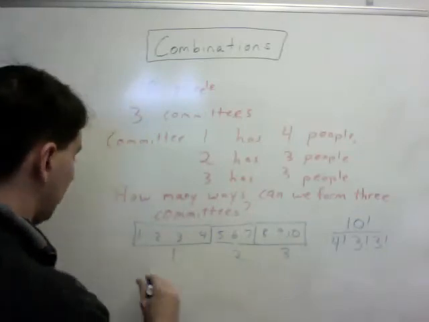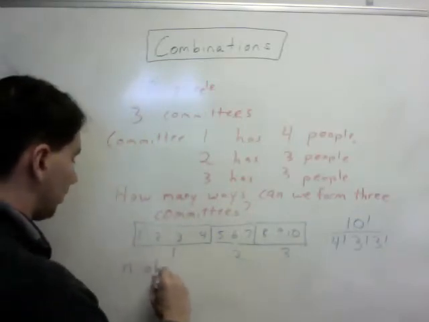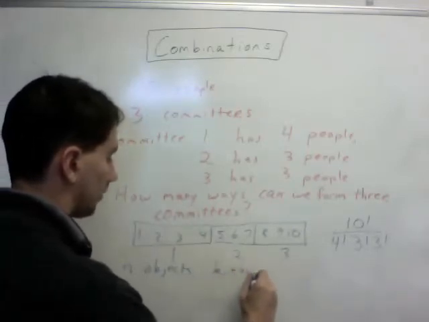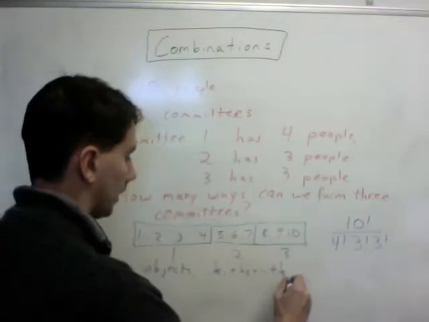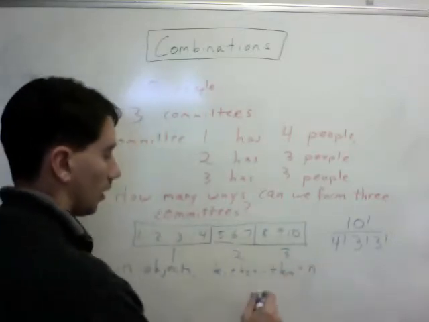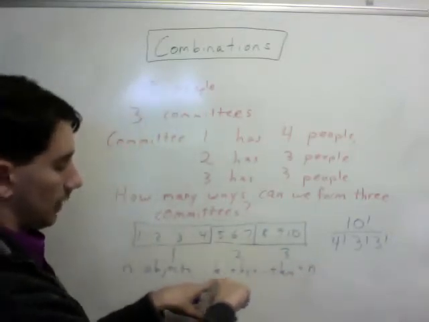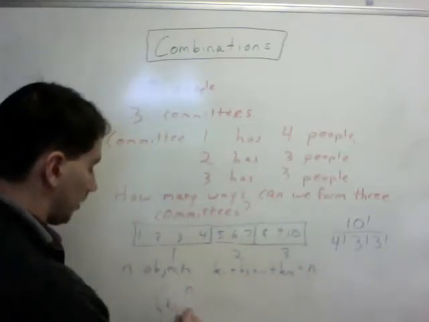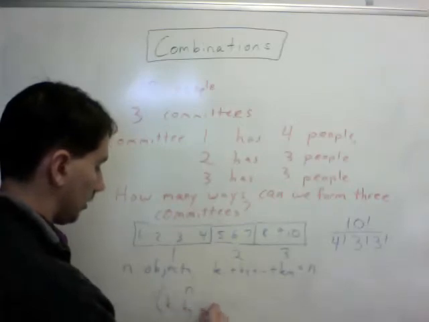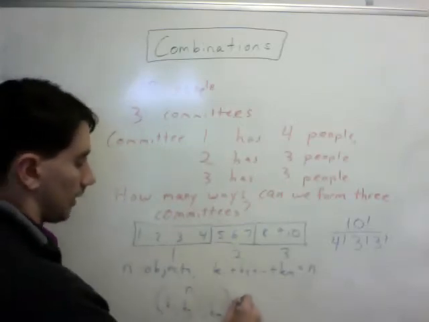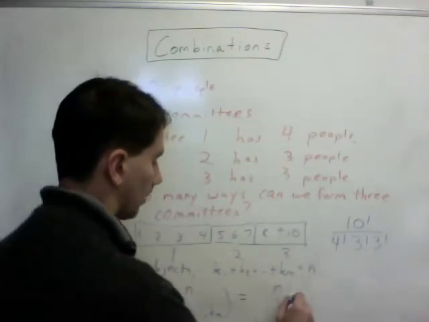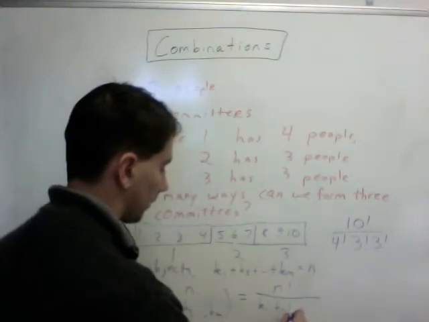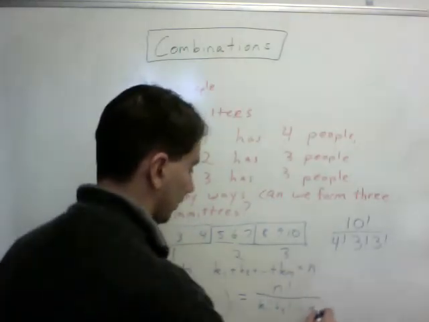So in general, if we have n objects, and we have k1 plus k2 up to km equals n, and we want to split these n objects into groups of size k1, k2 up to km, then we have the formula n choose k1, k2 up to km. So we're going to make groups of these sizes, and that will just be done by the formula. The number of ways to do this is n factorial over k1 factorial, k2 factorial, and then you take the product down to km factorial.